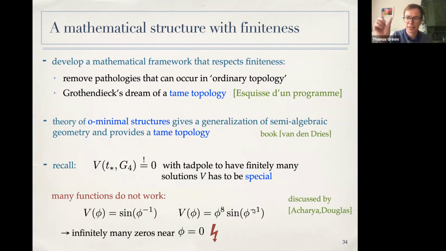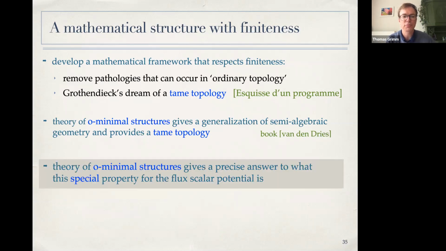Even so, they get squeezed into smaller and smaller regions. Yeah, and this was discussed long ago by Acharya and Douglas, this sort of function, and they tried to come up with arguments why they should not be fine and so on. But what one actually finds in this proof is that these functions just never occur, in these flux compactifications at least. So the theory of O-minimal structures gives a precise answer to what this special property is.